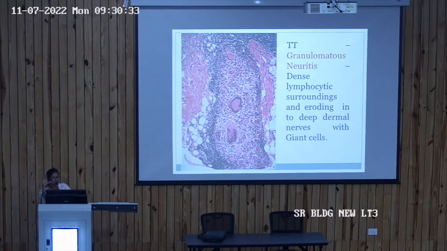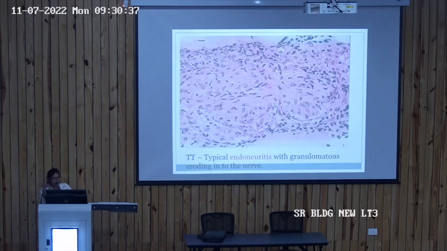So this is a case of tuberculoid leprosy. In the center you can see some spindle elongated cells, and also there is granuloma which is invading into that. So this is a nerve. It is a case of endoneuritis with granuloma eroding inside the nerve.